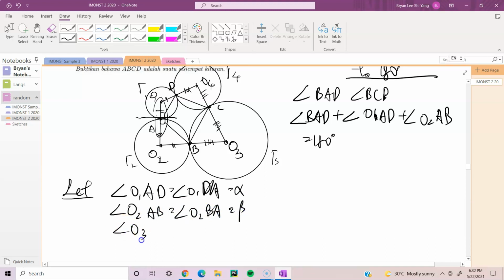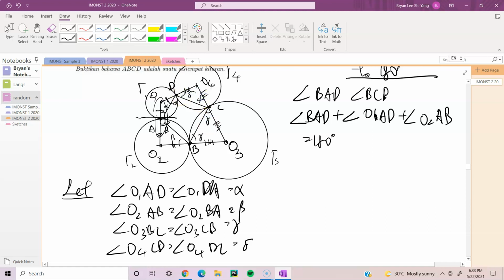And then angle O3BC equals angle O3CB equals gamma. And then angle O4CD equals angle O4DC equals delta. So this is alpha, and then this is alpha, beta, beta, gamma, gamma, delta, delta. Okay, so 4 of these together, and then we would observe that, okay, no, our alpha should be placed here.